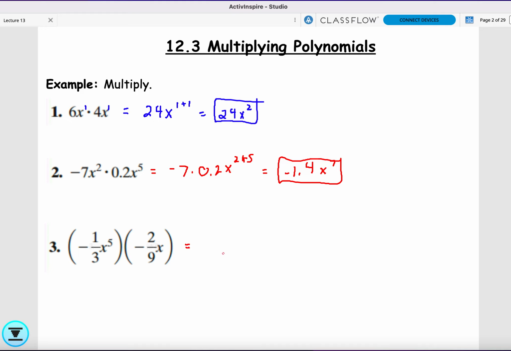Here we're multiplying two fractions with each other, so it'll be the top of the top, so it'll be negative 1/3 times negative 2 over 9, and then x to the 5 plus 1. So negative 1 times negative 2 is a positive 2, 3 times 9 is 27, x to the 6, and we're done, because this cannot be simplified any further.